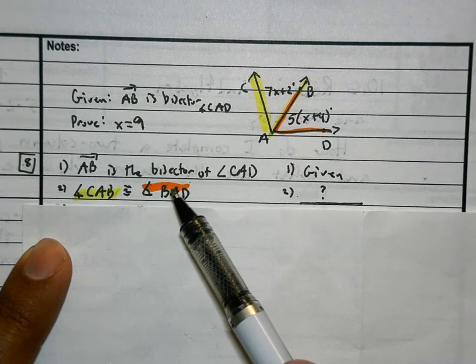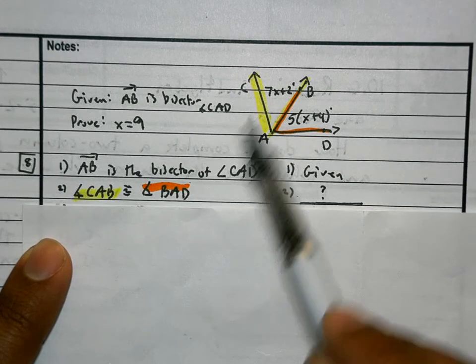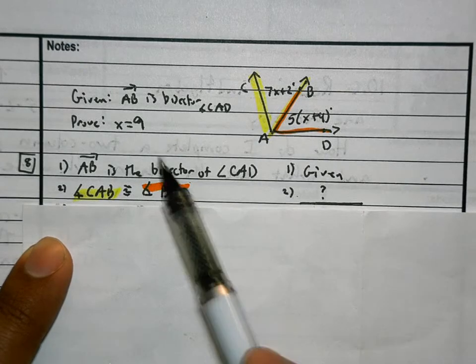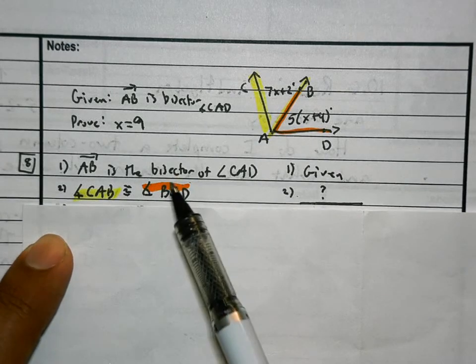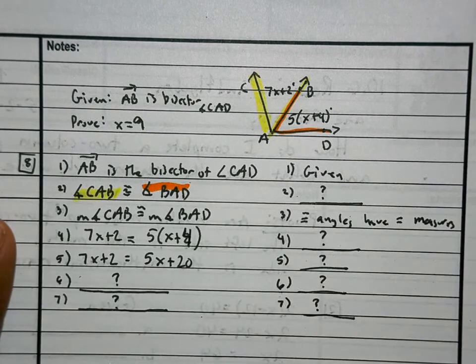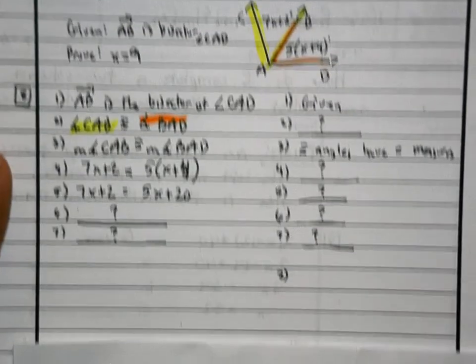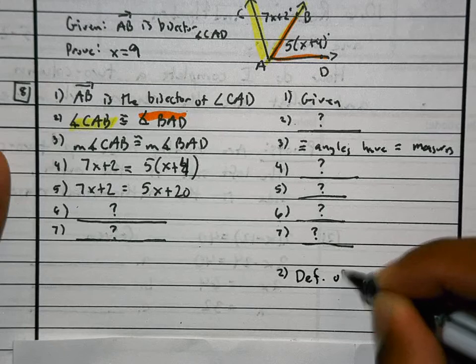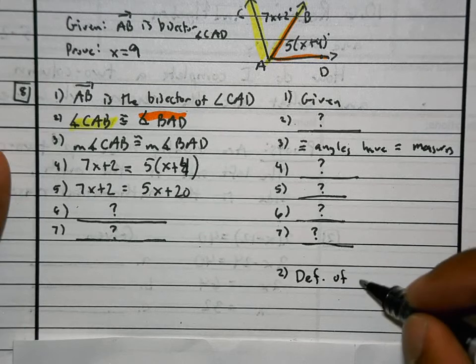So I know that this yellow angle and this orange angle are the same because of this word. What am I using? I'm using a definition. So for number 2, I'm going to put my answer down here. You can feel free to write it in somewhere where you want. For number 2, I'm using the definition of bisector. What kind of bisector is it? Is this a segment bisector or is this an angle bisector?